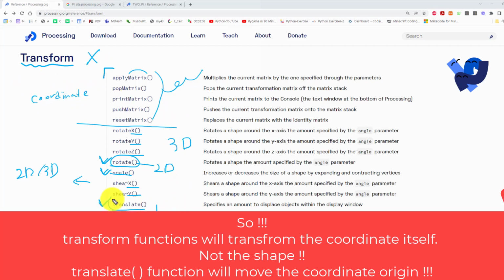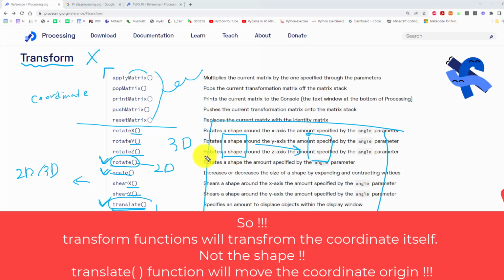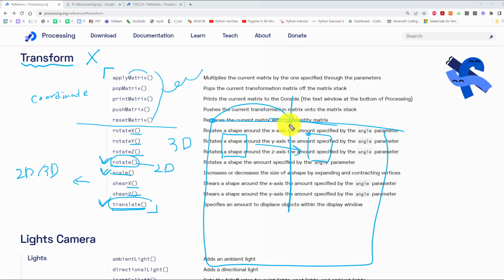So if you translate something, let's see, this is the canvas, right? If you want to move this rectangle to here, you need to draw at a different spot. But this translate matrix will translate the coordinate itself. So actually the center of the coordinate here, right? To draw this thing, you need to translate the coordinate to here. After translating the coordinate, this point will be the origin of the new coordinate.